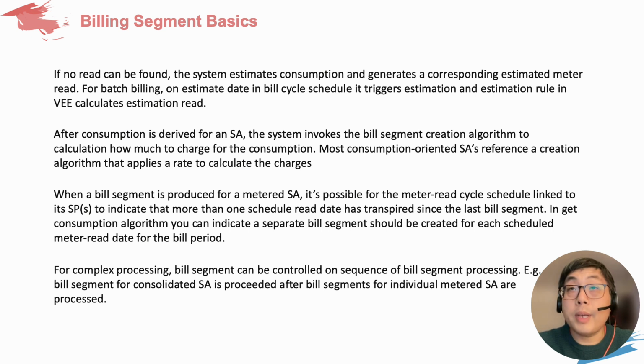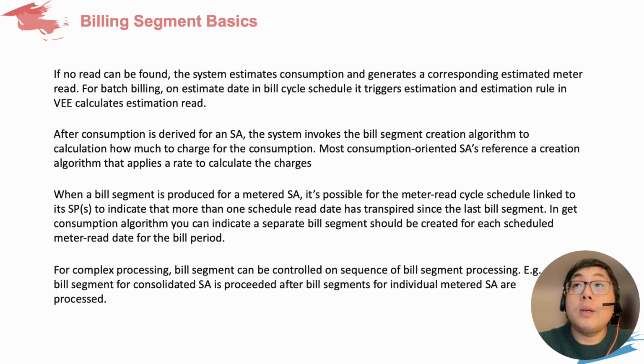bill segment, the usage, you can indicate it to create. There are different ways to segregate the different meter read periods, because you could say I want to have a separate bill segment every month, even if it's a quarterly bill, and that is possible because you can actually define that in the get consumption algorithm.